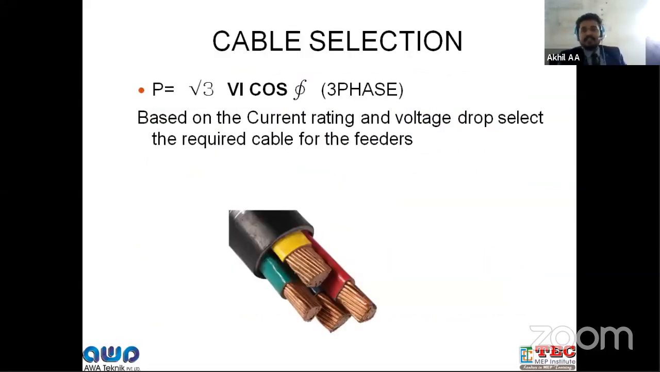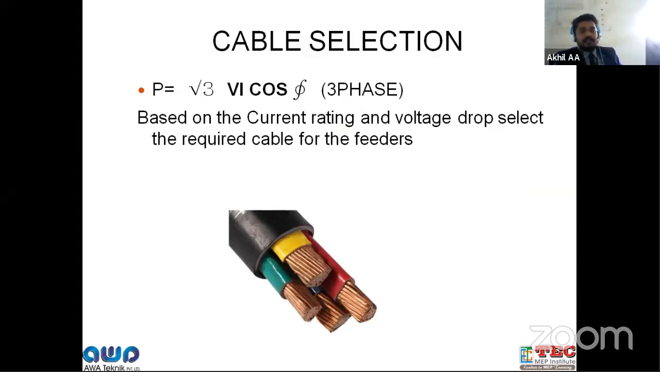Then the cable selection. You might have seen the equation, right? We have studied this equation, P equals root 3 V I cos phi. This is the equation of power in 3 phase. So you know the voltage is 415 or 433, and cos phi is considered as 0.8.